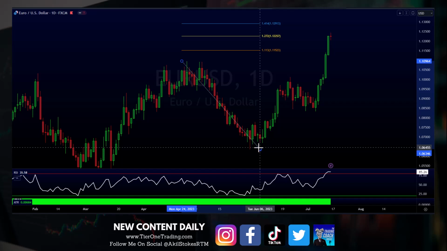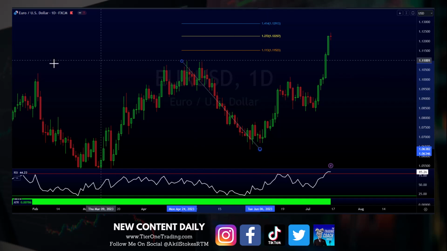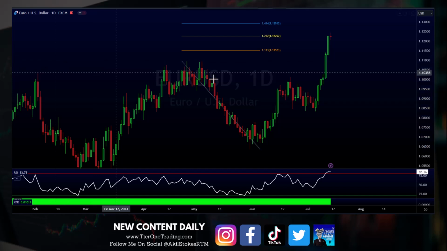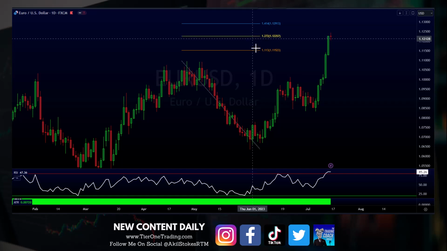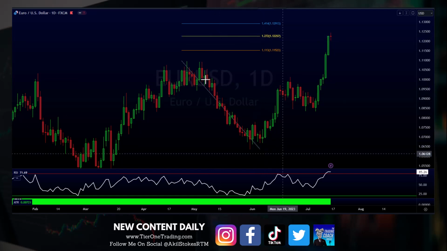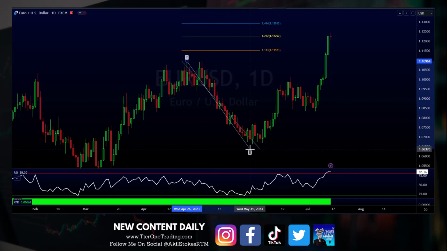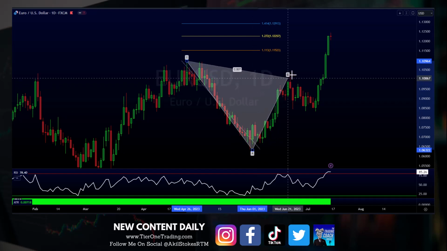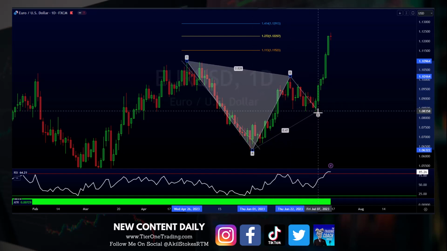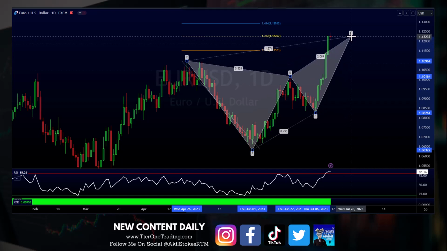Butterflies, crabs, sharks, some of them have some really wide ranges for completions, which isn't really a fun thing to do. But in the case of the butterfly, what I like looking for is the 127 Fibonacci inversion taken from, when I draw this on, you'll see it, our A leg back to our X leg, and it looks something like this.